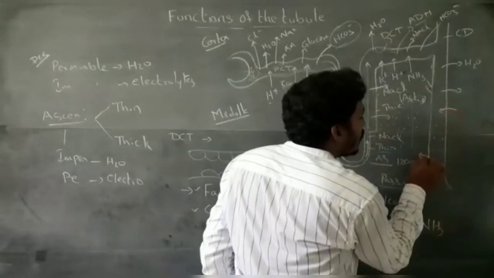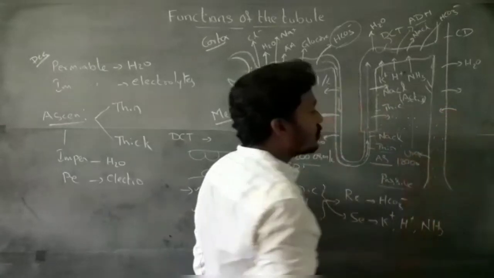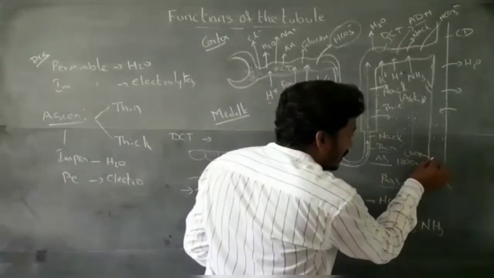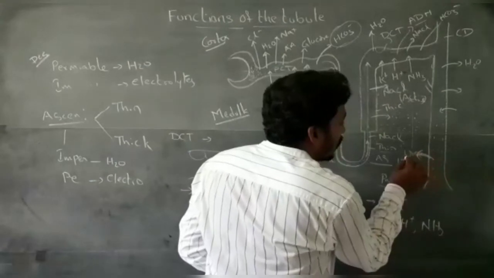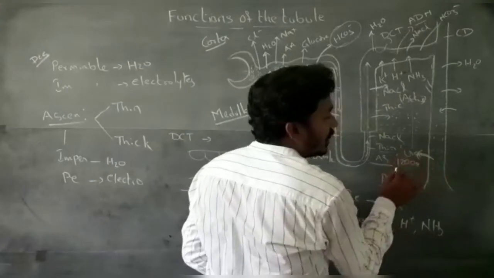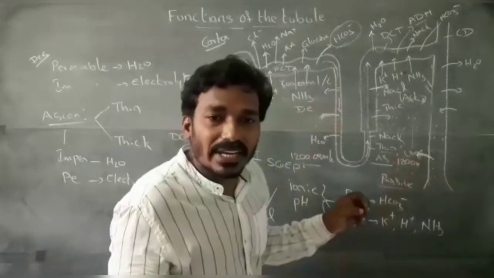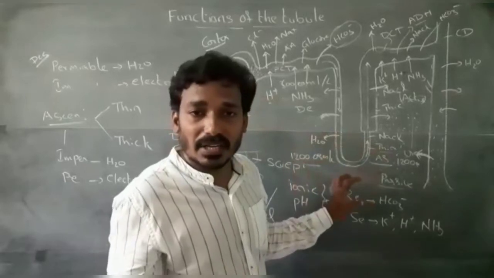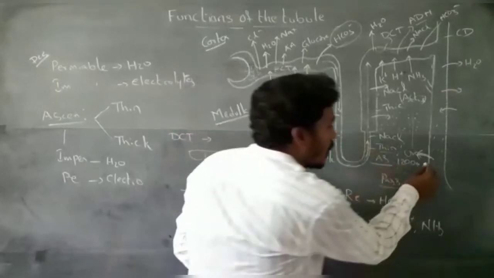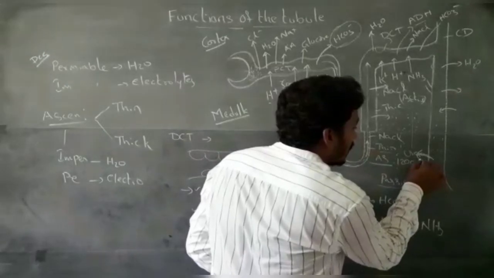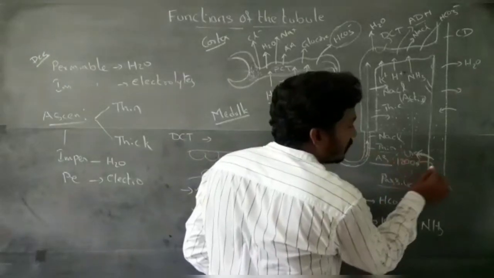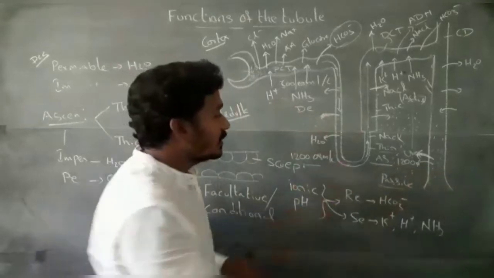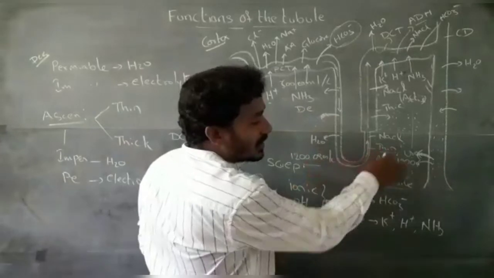The small amount of urea present in the collecting duct is transported into the medullary interstitium. This helps to maintain the medullary osmolarity. A small amount of urea is reabsorbed into the medullary interstitium from the collecting duct. It helps with the maintenance of the osmolarity in the medullary region.